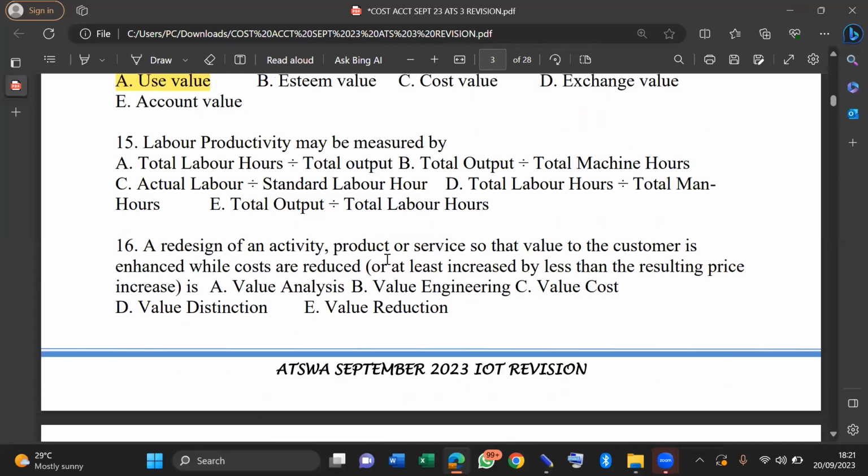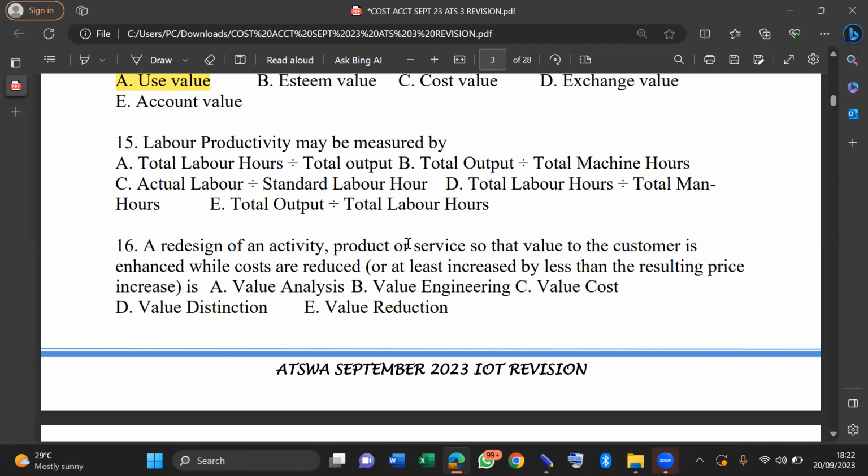Labor productivity can be measured by: A, total labor hours by total output; B, total output divided by total machine hour; C, actual labor divided by the standard labor hour; D, total labor hour divided by total machine hour; and E, total output divided by total labor hours. Which one is accurate for labor productivity measurement?